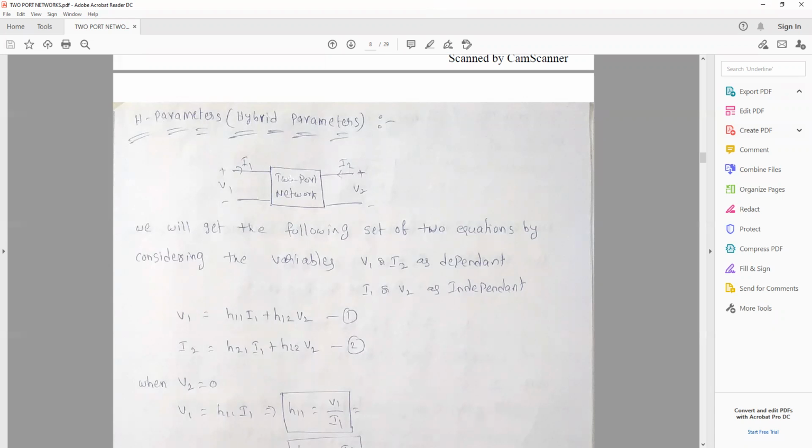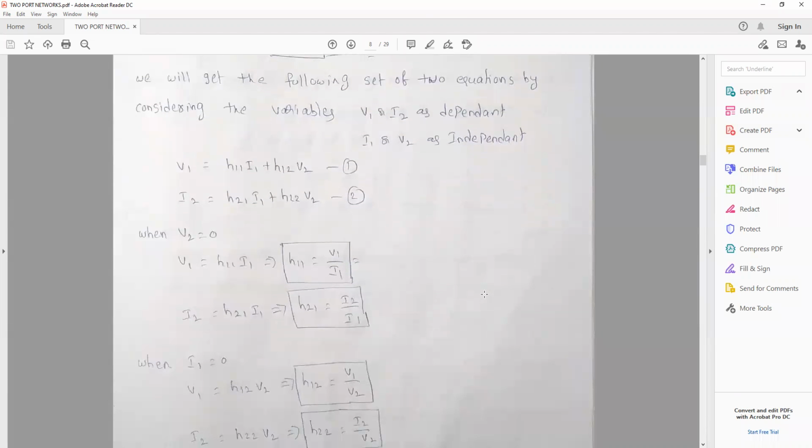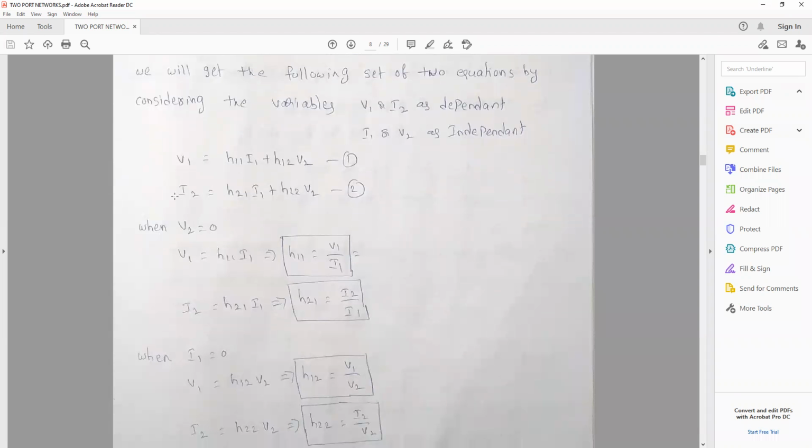Similar, same process, network, this is input port and this is output port. Here v1 and i2 are dependent, i1 and v2 are independent. So if you prepare just these equations carefully, the total syllabus, the total unit is easy. Okay? So then v1 is equal to h11 i1 plus h12 v2, v1 i2 in terms of i1 v2.